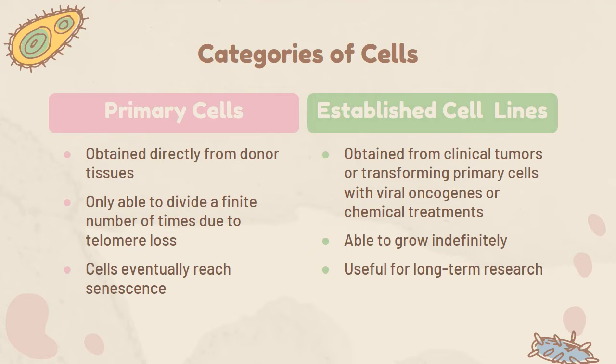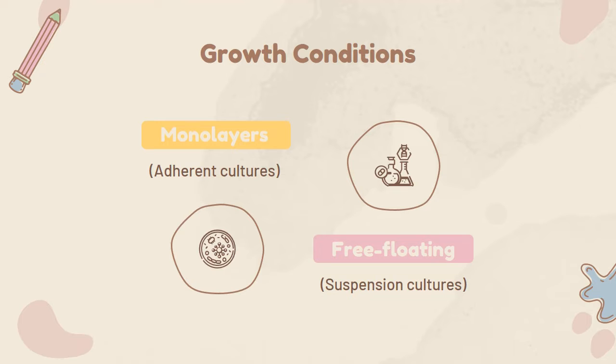On the other hand, established cell lines are obtained from clinical tumors or by transforming primary cells with viral oncogenes or chemical treatments. These cells don't follow the normal cell cycle and are able to grow indefinitely. Thus, they are used for long-term research. Growing forms of the cells can also be classified into two. They either grow as monolayers or are free-floating in culture media.